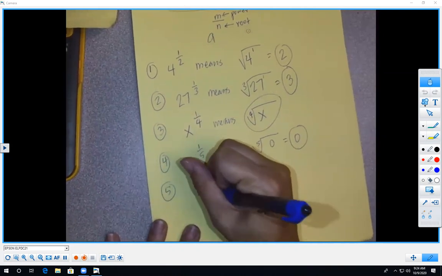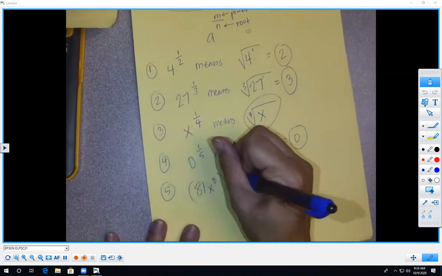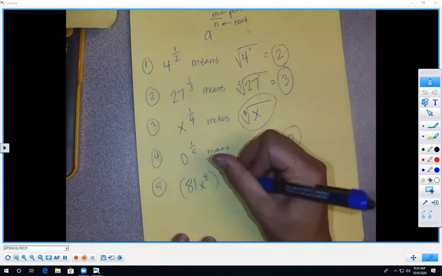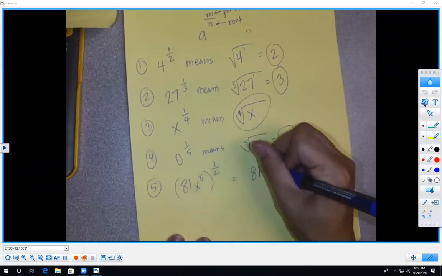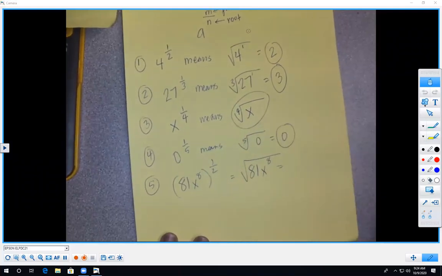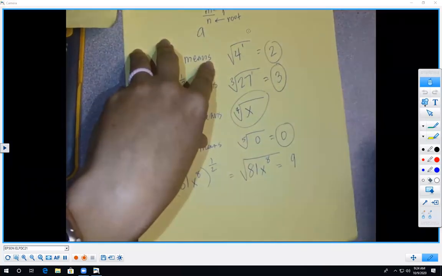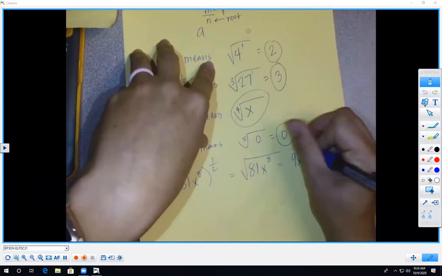What about if I had 81x to the 8th and all of that is raised to the 1/2 power? So these are all my parentheses for this. Basically first, second, or third. Means everything in the parentheses. What does 1/2 power mean? Just take the square root of it, right? So this just means take 81x to the 8th, and I want to take the square root of it. I could break that down, or what's the square root of 81? 9. And what's the square root of x to the 8th? X to the 4th. So it's just 9x to the 4th.